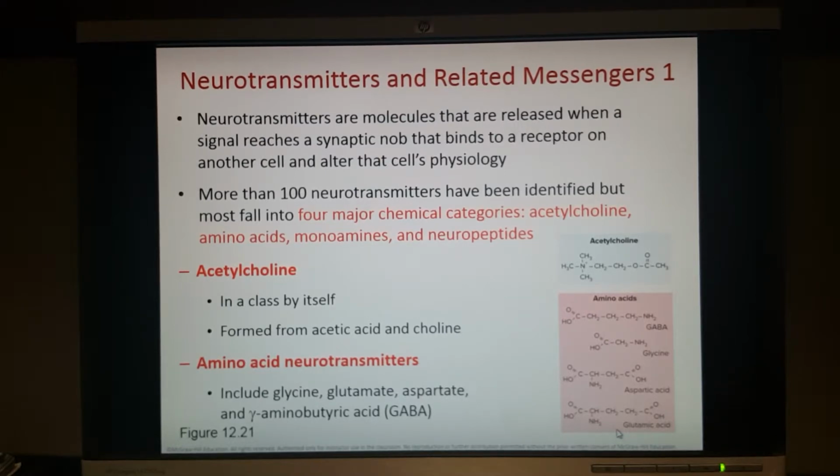There are multiple types of neurotransmitters. We already covered acetylcholine being by itself, usually involved in muscle contractions. You also have neurotransmitters made of amino acids, including one we'll talk about again later called GABA, or gamma-aminobutyric acid. No one really says all that, we just say GABA. That's an inhibitory neurotransmitter.